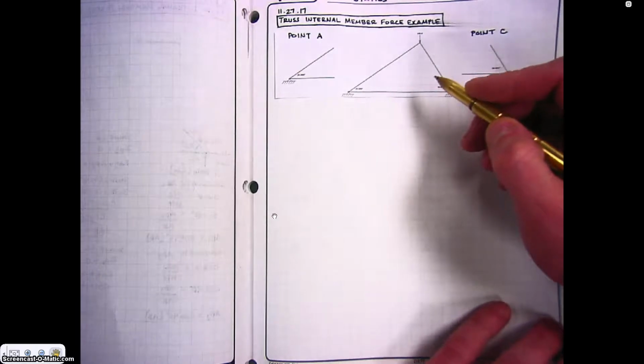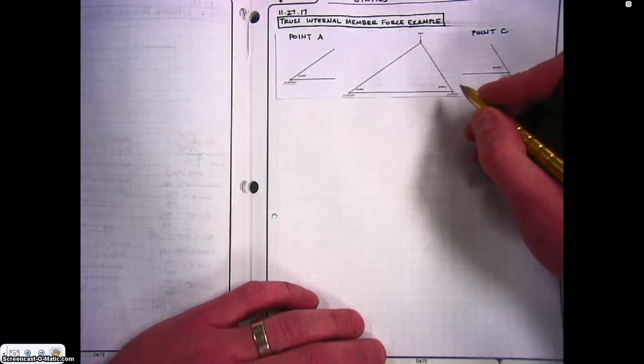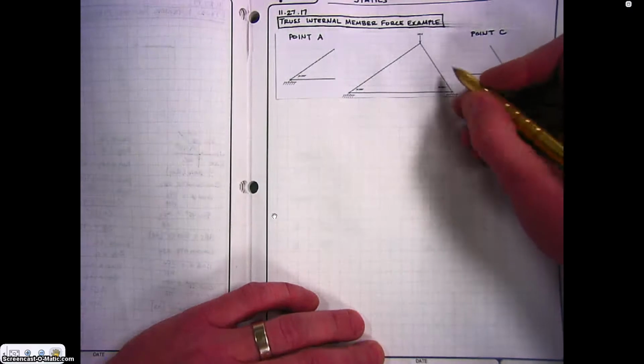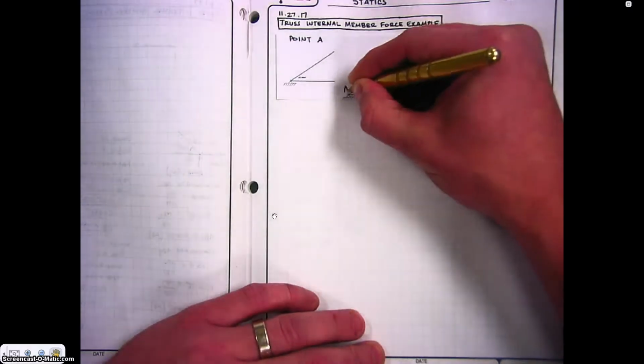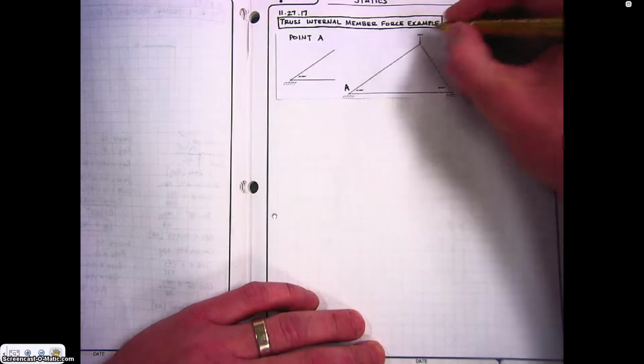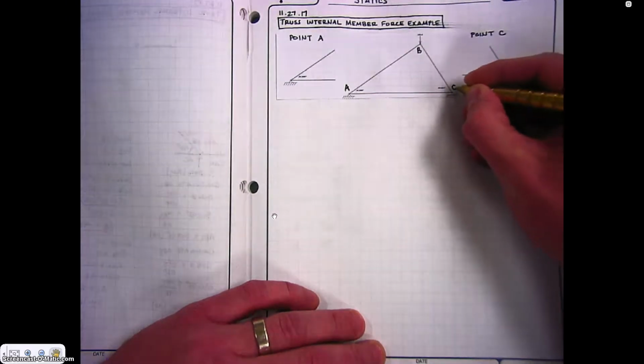I'm going to walk you through how to calculate the internal member forces for our truss example here. We already calculated the reaction forces. Now we're going to calculate those internal member forces. The first thing we're going to do is label our free body diagram. I'll label this point A, this is point B, and this is point C.